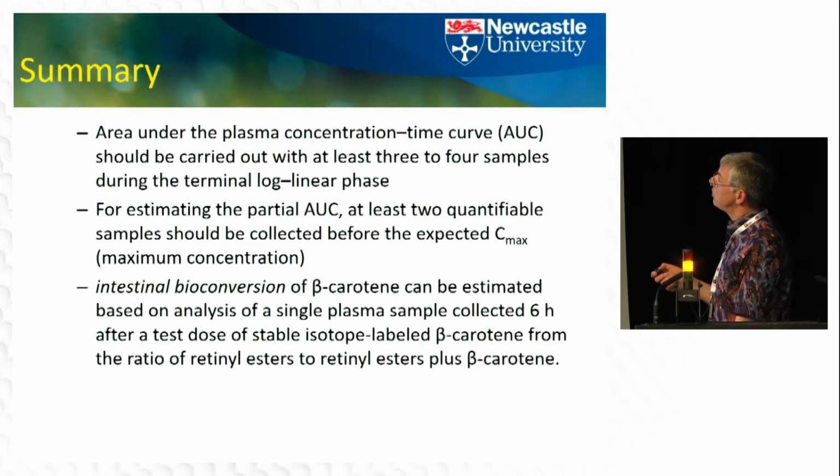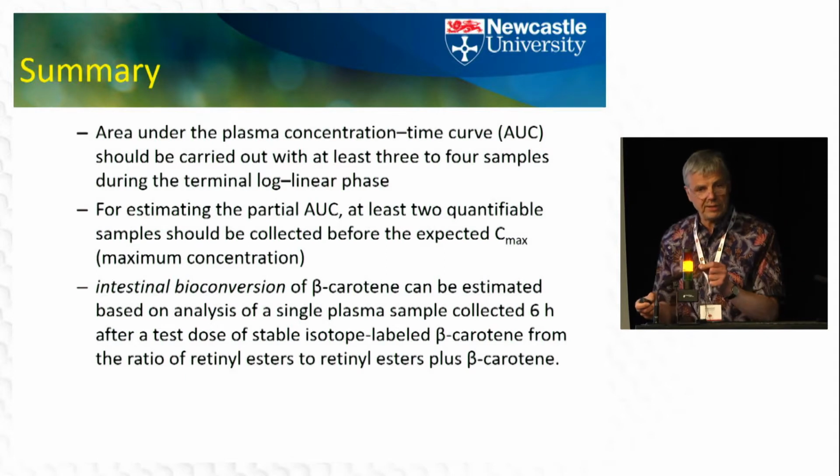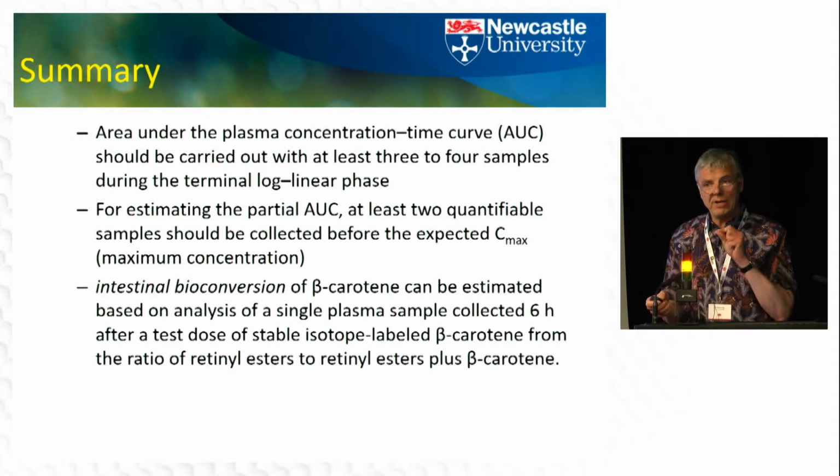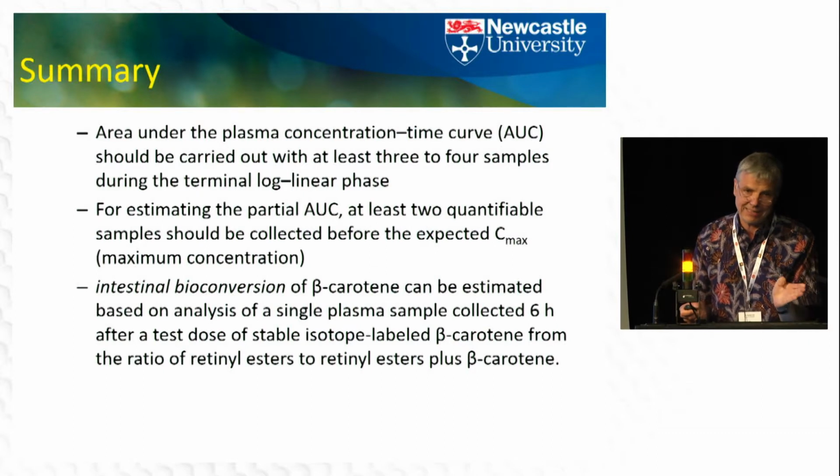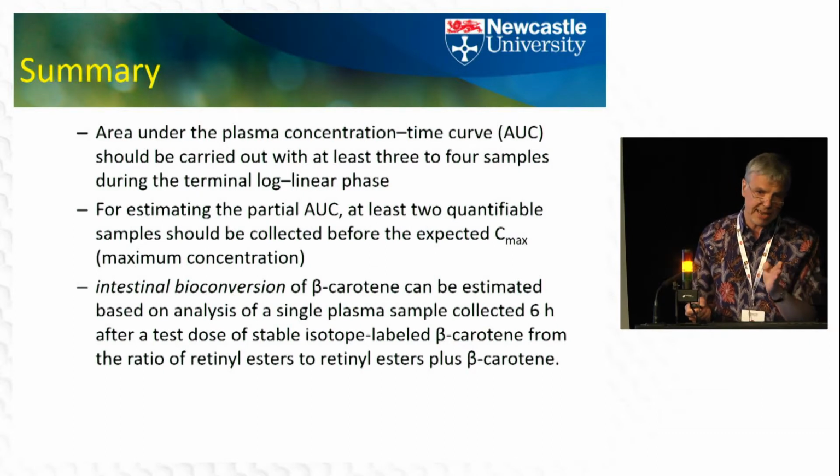For the estimation of AUC, we should have at least 2 quantifiable samples collected before the expected Cmax. We also know that the intestinal bioconversion of beta-carotene can be estimated based on a single plasma sample, which will make life a lot easier in field settings, but more importantly, it will now allow us to look at what happens in children, because in children you can't take more than 2 blood samples at any time.